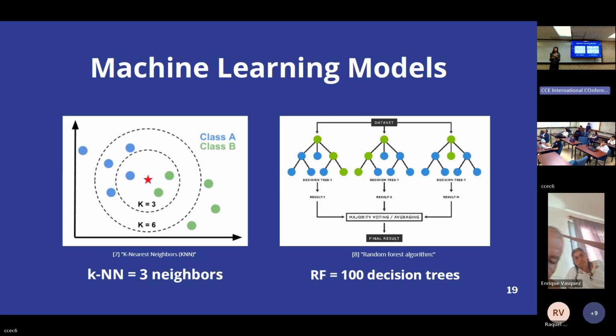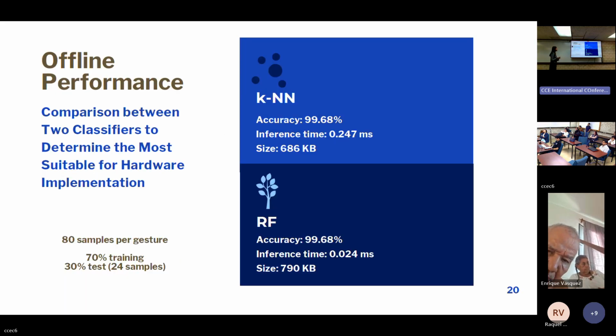Now that we had these representative vectors of each gesture, we then move on to choosing a machine learning model that could recognize and differentiate from these. So we actually tried out 2. We tried out k-nearest neighbors with 3 neighbors. And we also tried out random forest, and we used 100 decision trees. What we found out by comparing these models was actually the following.